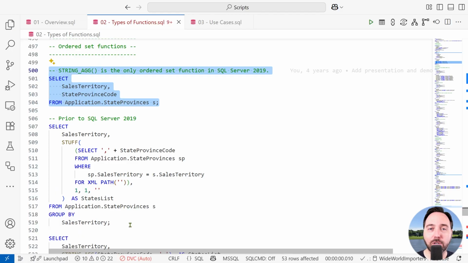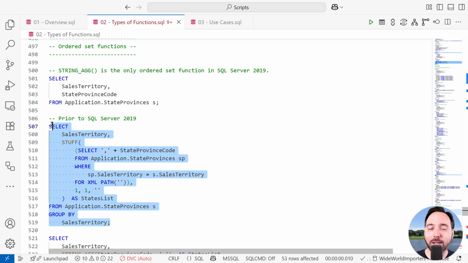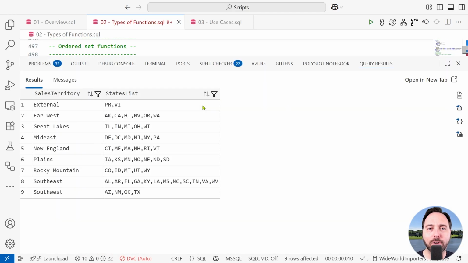Prior to SQL Server 2019, the most common way in which we would do this involves taking advantage of FOR XML PATH processing that has been in SQL Server since 2005 and using the STUFF function to put together the list. I would not claim that this T-SQL is particularly intuitive, and hopefully you wouldn't either. But as we can see, it does work.